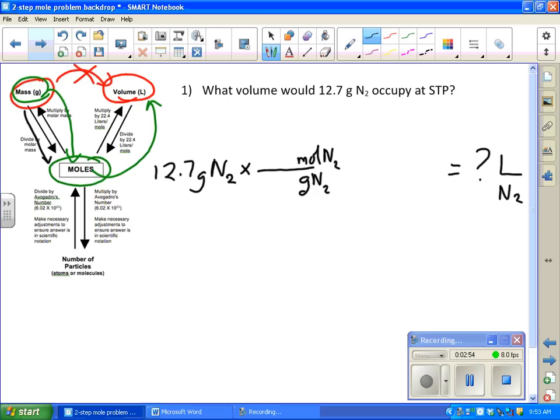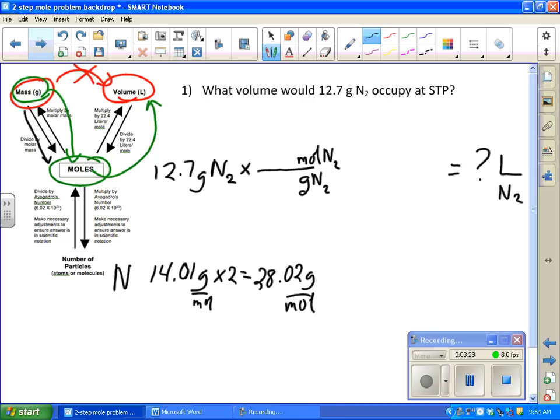Okay, in order to do this, we have to determine the molar mass of nitrogen. If we look at our periodic table, we will see that the element nitrogen has a molar mass of 14.01 grams per mole. And we have two of these in N2, so we need to multiply that by 2, and our answer to that part of the problem is 28.02 grams per mole.